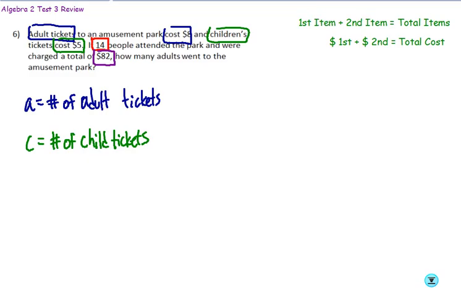Okay, so we don't know how many tickets there were. So we could say, well, I'm not sure how many adults went on this trip, plus we're not sure yet how many kids went on the trip. But what we do know is the total number of people that went on the trip, right? So it tells us there's a total of 14 people that went on the trip. So let's pause here. This should make sense. The number of adults plus the number of kids, the total people that went on the trip, would be 14. Now we don't know how many adults, how many kids, but that's what we're going to figure out.